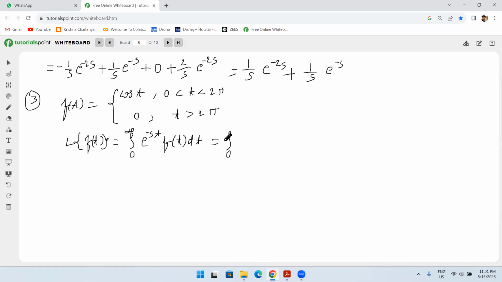So we get the integral from 0 to 2 pi of e power minus st. Here directly I'm substituting the f of t value. What is f of t here in this case? Cos t, cos t dt. Next plus the integral from 2 pi to infinity of e power minus st into f of t. Here in this case, f of t is nothing but 0 for 2 pi to infinity. That is, the value is 0. The second term anyway we get a 0 value. Here we integrate only this one, and here we have a formula.